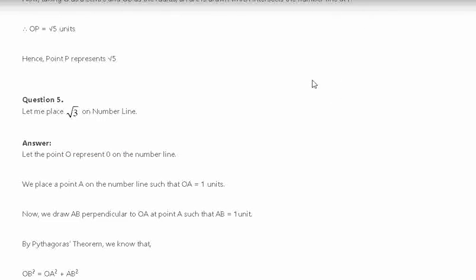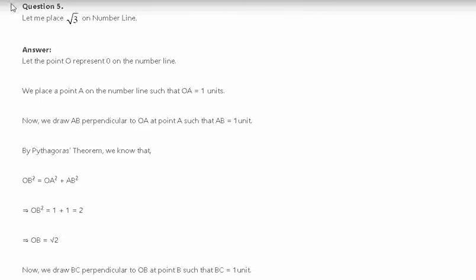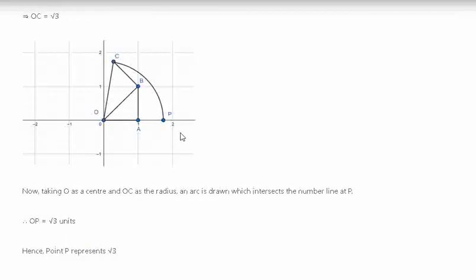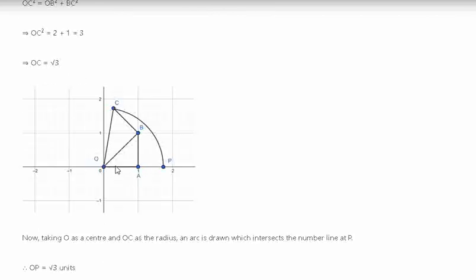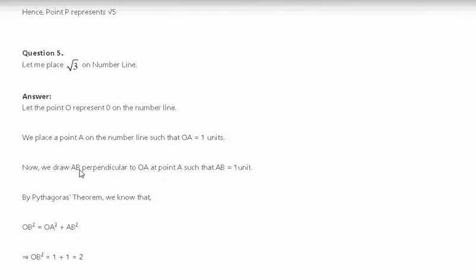So we place a point A on the number line such that OA is 1 unit. Here we see OA is 1 unit. Now we draw AB perpendicular to OA. Is that also 1 unit? Yes.